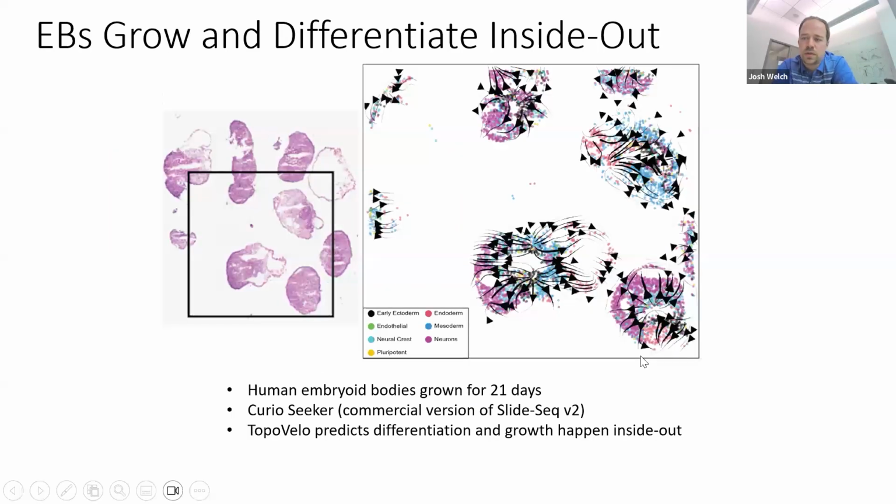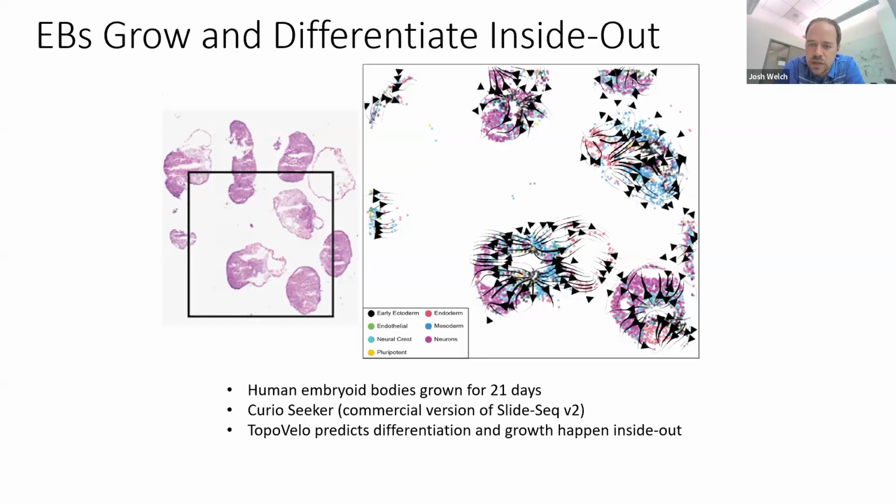So then we used the spliced and unspliced counts from our Slide-Seq data to run TopoVelo, and we visualized our cell vectors on the spatial coordinates. And what we saw is really interesting. It predicts that these cells or these bodies are growing and differentiating from the inside out. And you can see in several of these bodies, there's a clear lumen, which is cell-free, and around that lumen are pluripotent and early ectoderm cells. And then as you go further away from the middle, there are more differentiated cells like neurons, endoderm, et cetera.